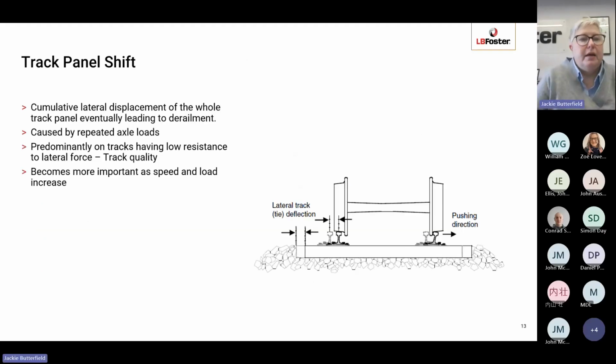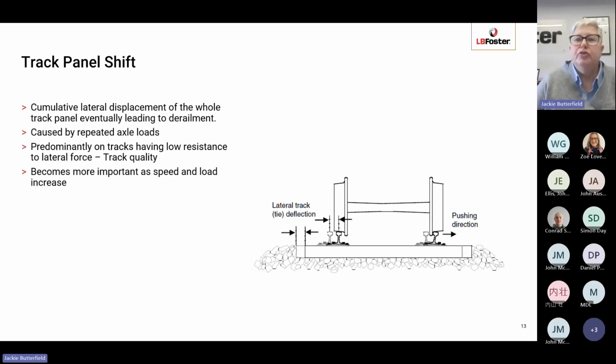The next mechanism is track panel shift. Where rail rollover and gauge widening was simply a movement of the rails, this is an actual movement of the whole track panel, so sleepers and everything, and so not just the widening of the gauge. And this movement is caused by repeated axle loading and high lateral forces.